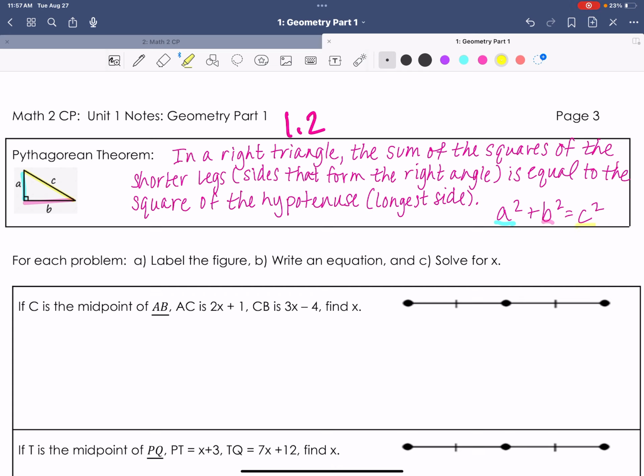Please remember the two legs form the right angle, and the hypotenuse is opposite the right angle, and it's also the longest side. So make sure you get that copied down. All right, now we're going to practice some problems. I'm going to do some, or I'll get you started and you're going to finish the rest. So let's go ahead with this first one.